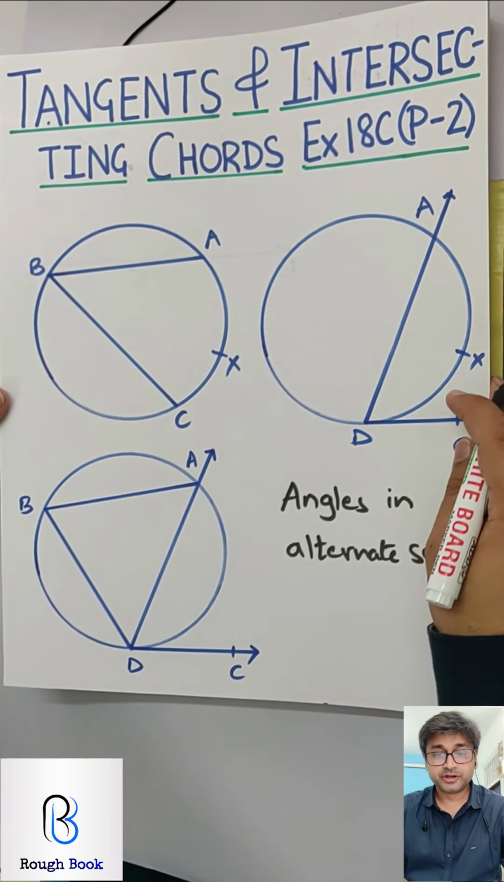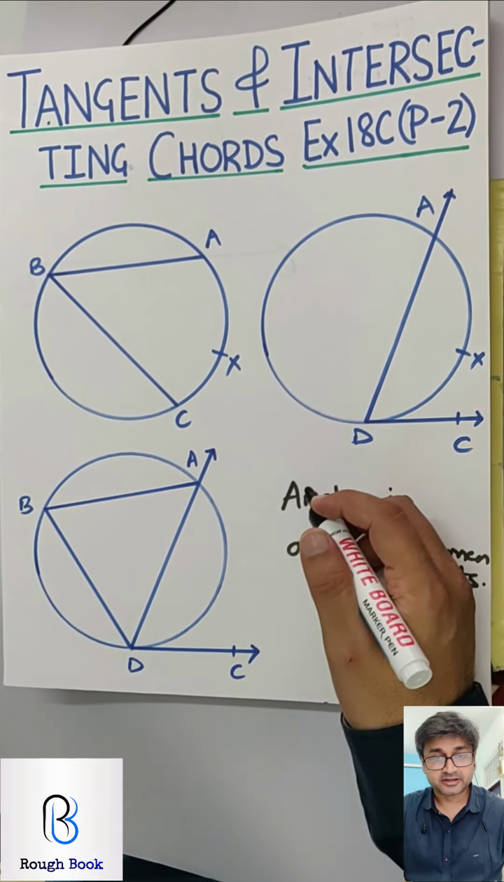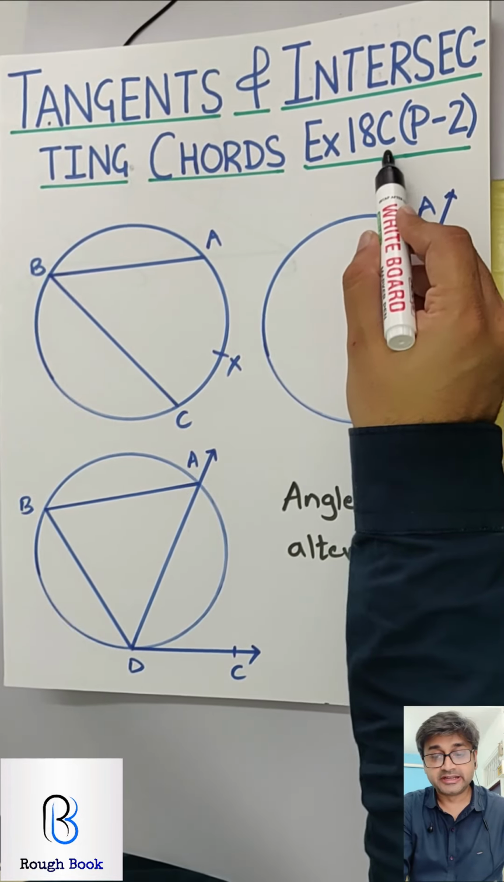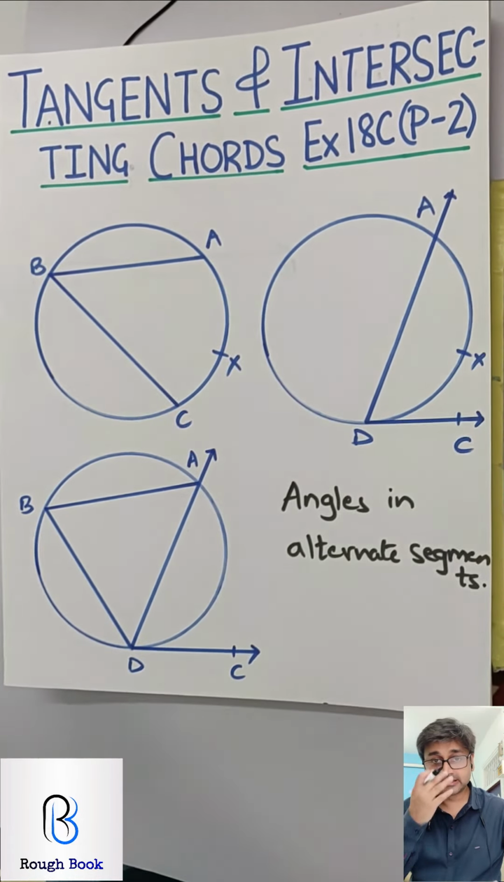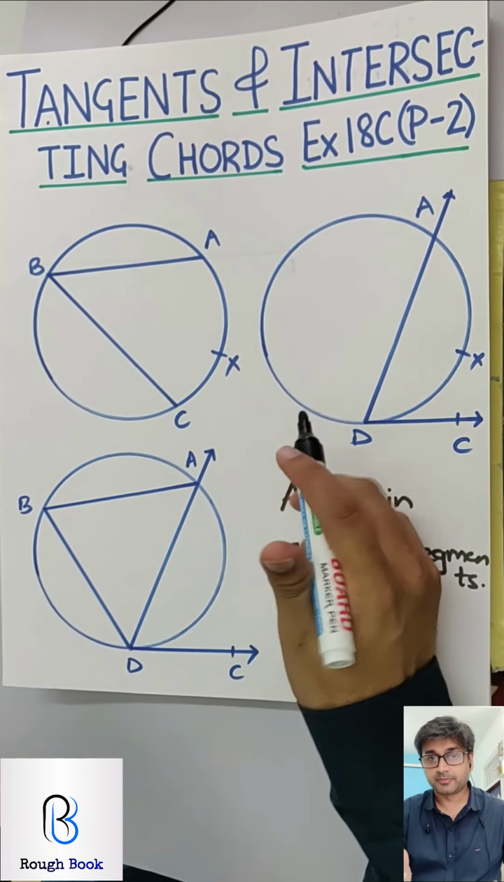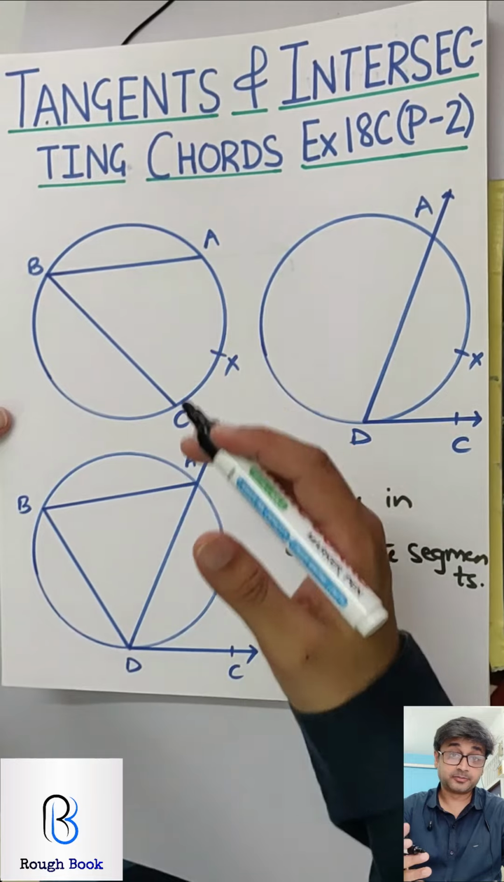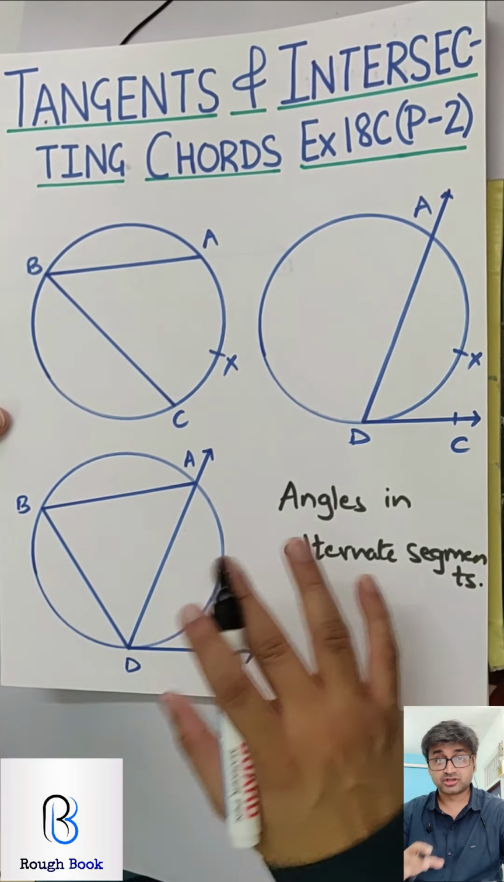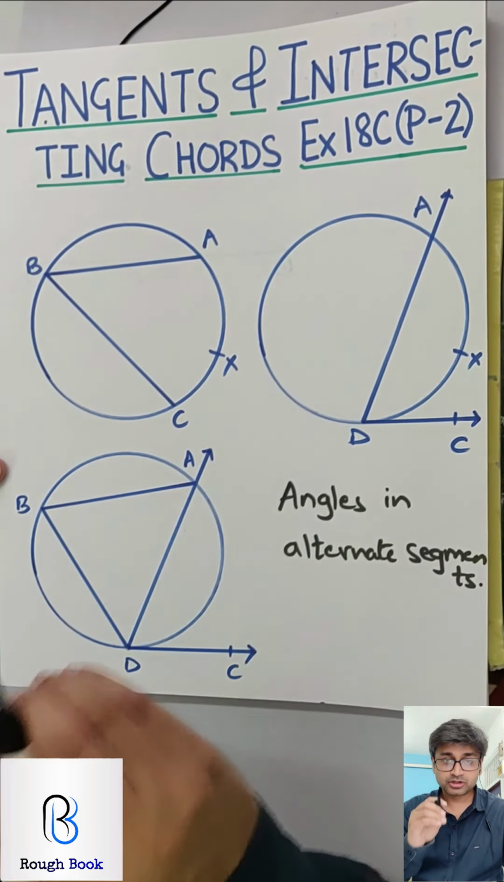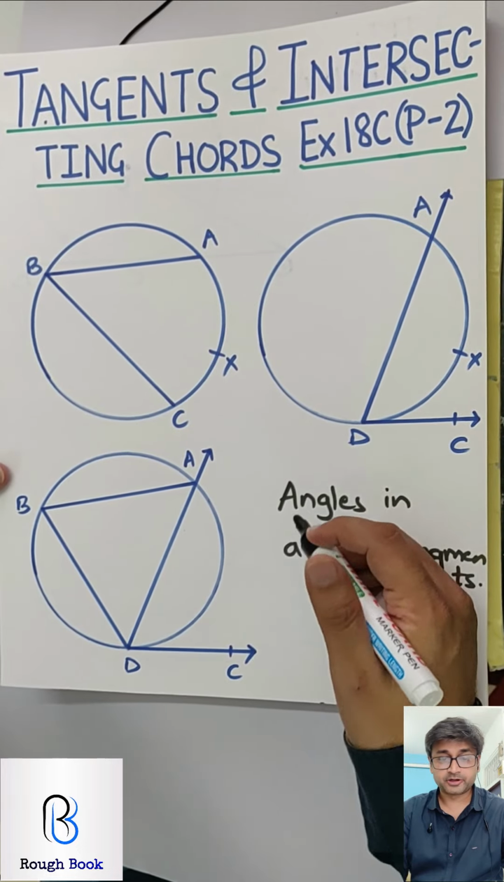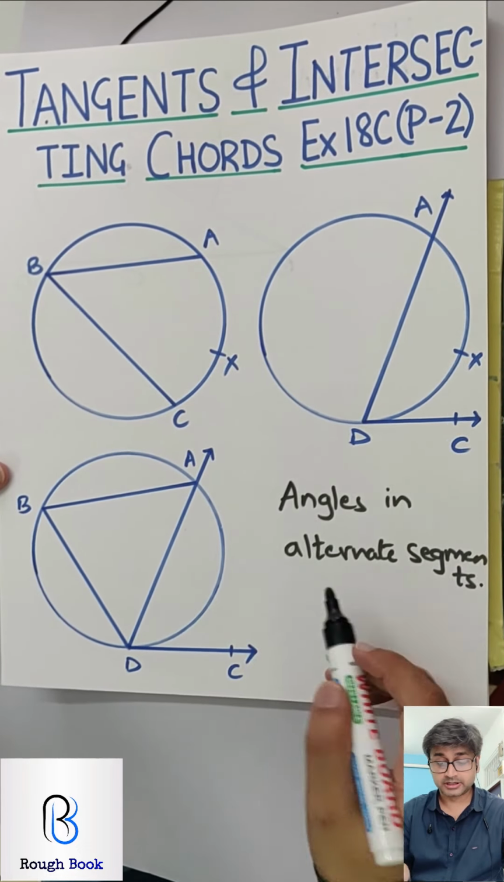Hi, in this video we shall continue with tangents and intersecting chords, and we are getting into 18C part 2. The exercise is slightly big, so I have broken it into three parts. First part we did in the previous video, second part and third part is in the next video yet. So tangents is a good topic. Most important property of this chapter, I'm discussing it over and over again.